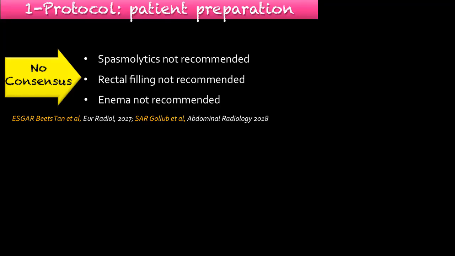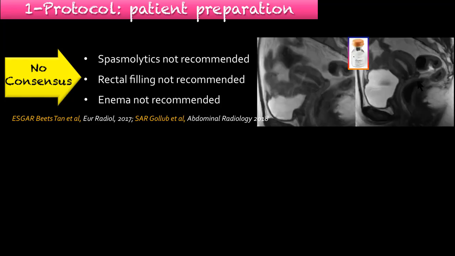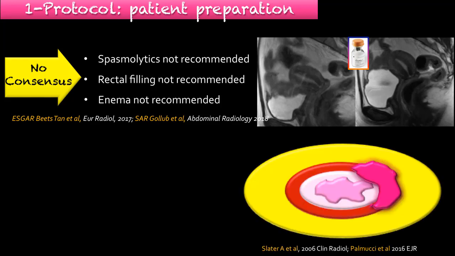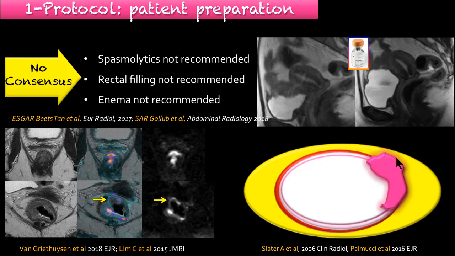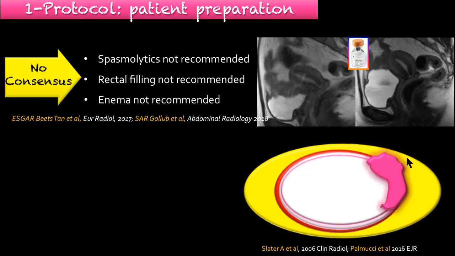So for the protocol, there is no consensus regarding the use of spasmolytic. It can be of help, especially for mid and high-lying tumors, because it will decrease the bowel movement. Rectal filling is not recommended, because it can increase the rectal lumen and decrease the distance between the mesorectum and the tumor. Like here, you see it decreases the distance. However, sometimes it can be of help if you have a very small tumor after treatment. So if you want to use gel, use a very small amount of gel.